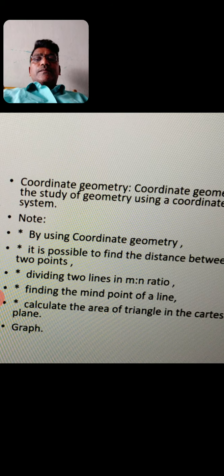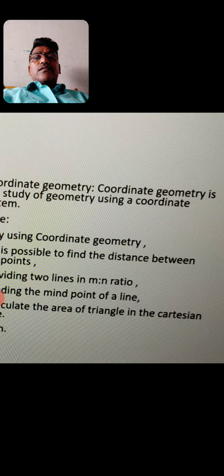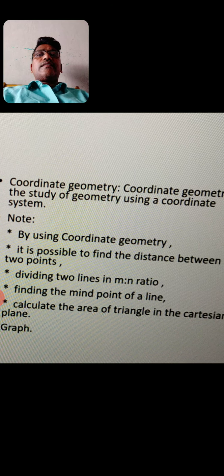I mean fourth, calculate the area of a triangle in the Cartesian plane. Generally we calculate the area after plotting the points on the graph, using the formula: area of triangle equals half into base into height. If the triangle is formed on the x-axis, we count the base in square units and the altitude, then put them in the formula and we get the answer. Now here we are not plotting any points on graph paper. We just use the formula to find the area of the triangle from the given coordinates. The coordinates will be given to you. Points A, B, C will be clearly given. So the formula will also be clear.